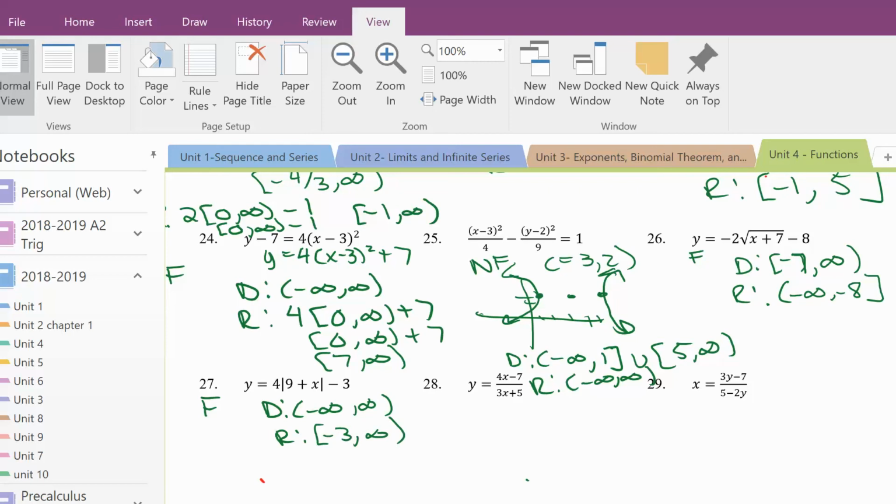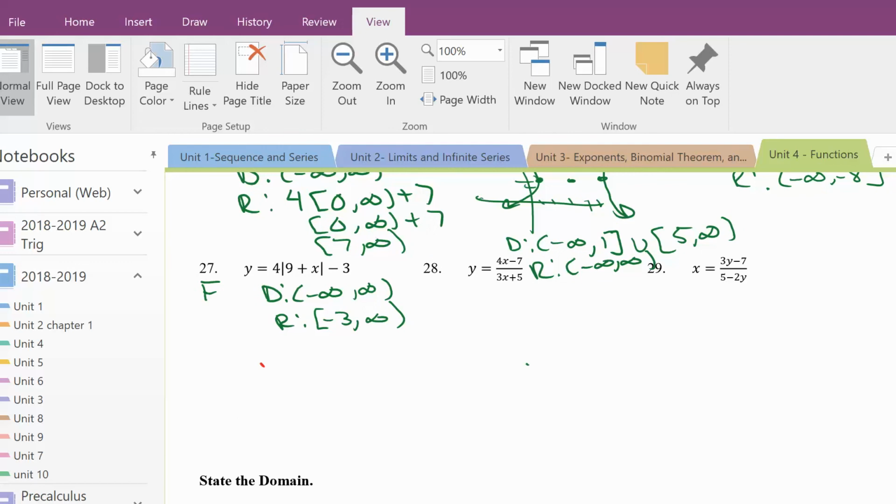28 is a fraction that's a function. The domain, remember, the denominator cannot equal 0, so 3x plus 5 cannot equal 0. X cannot equal negative 5/3. So it's negative infinity to negative 5/3, union negative 5/3 to infinity.